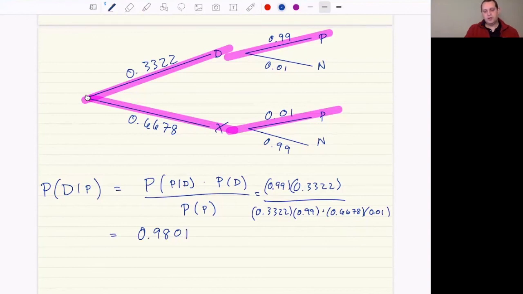So knowing just one positive test gave us a probability of about a third, but now we can be pretty certain that we have the disease, given that we have a 0.98 probability that we have the disease given a second positive test.